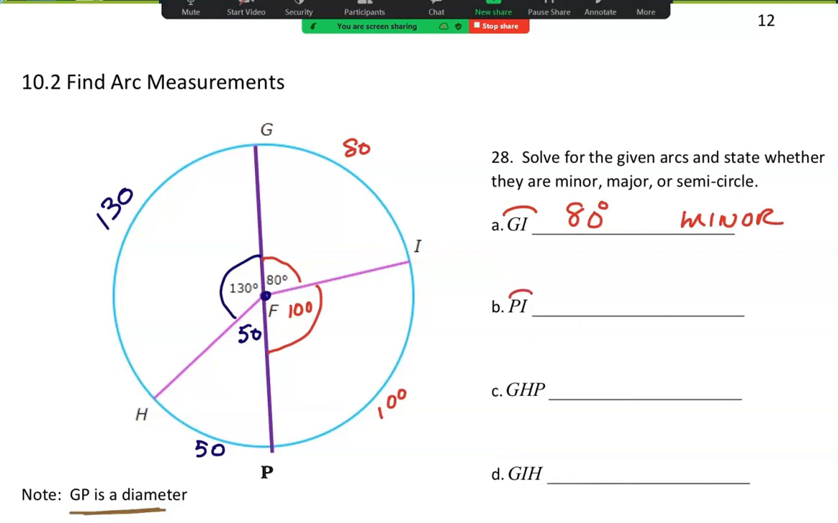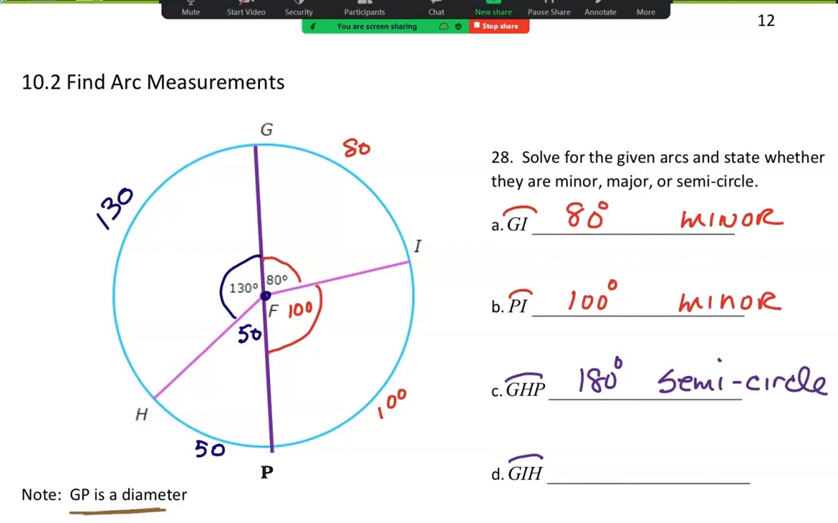Okay, PI, put the arc on that too. PI is 100 degrees, and that is also minor. Now, I knew that looking at the letters because minor arcs will always have 2 letters. Okay, these have 3. That means they're either a major arc or they're a semicircle. Semicircle is 180 degrees. Okay, GHP. So start at G, go around to P. That is 180 degrees, and it is a semicircle.